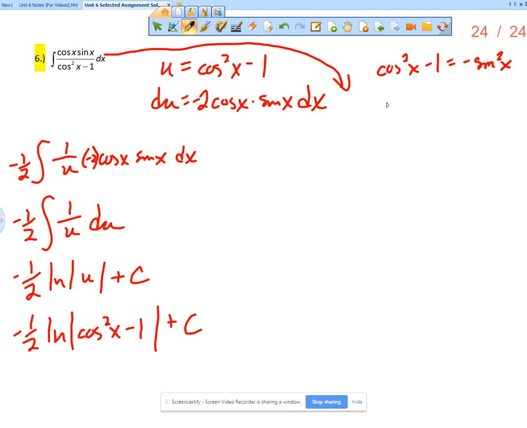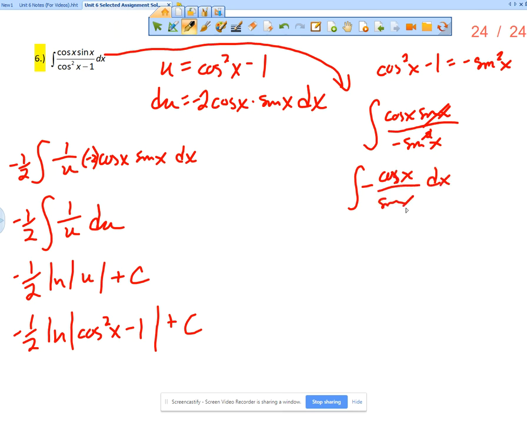And so that means I would have the integral of cosine x sine x divided by negative sine squared x. I could reduce the sines, and so I end up with negative cosine x over sine x dx. But what is negative cosine over sine? Well, that's actually cotangent. So I have the negative on the outside, and then the integral of cotangent x dx. So then you have to think, what is the integral of cotangent?